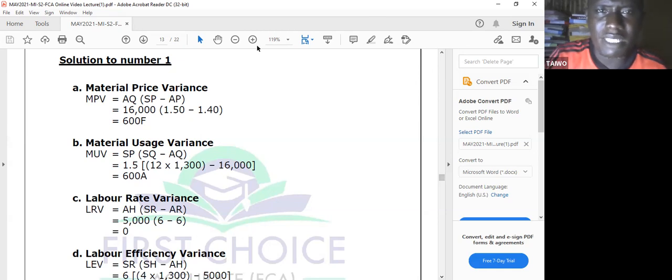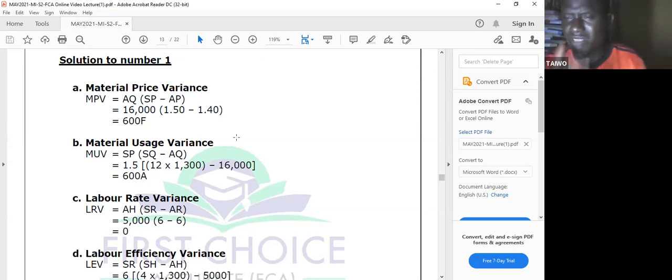I hope you are getting what I'm saying now. So material price variance is the variance in the price. It means what do we want to buy and what do we actually buy? Then the difference we are multiplying by the actual quantity of material purchased.